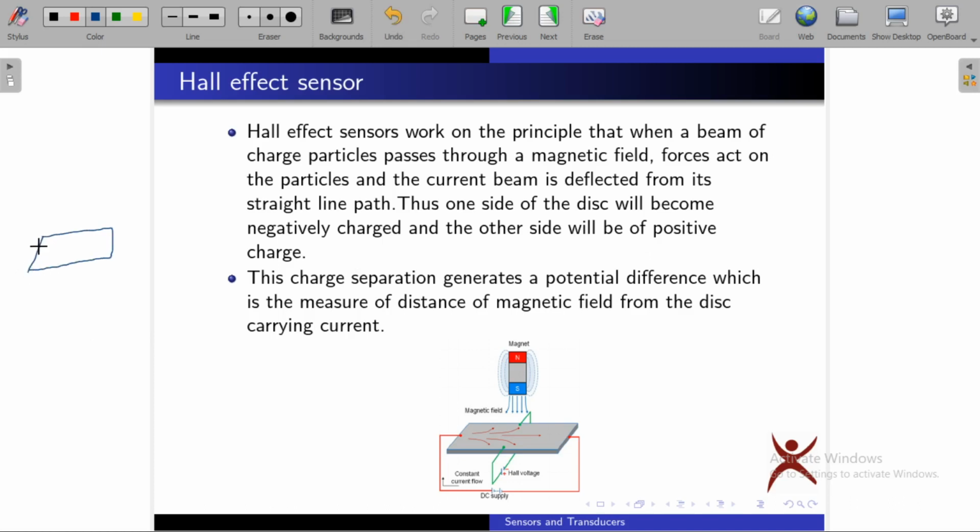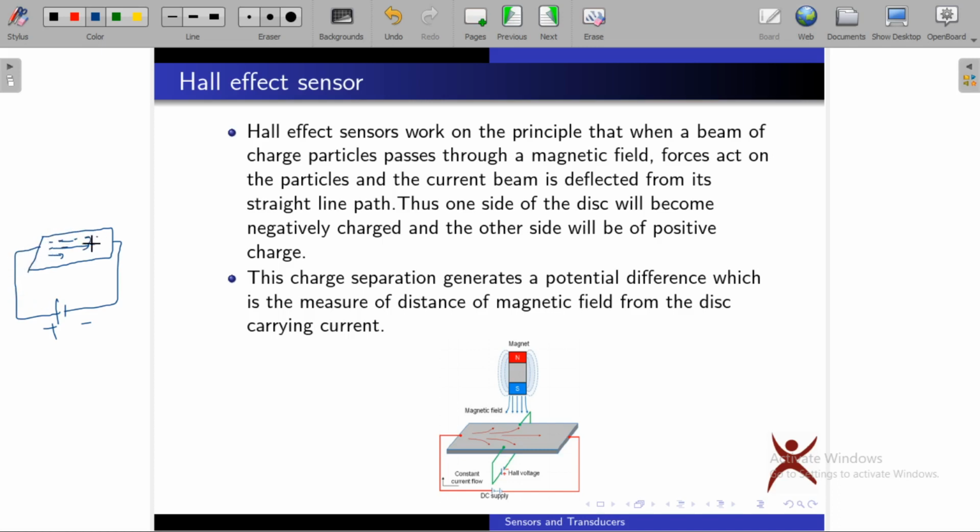Let me take one disk. Let me apply some voltage on this disk. DC voltage applied to this disk. Then charged particles will be flowing from here to here.